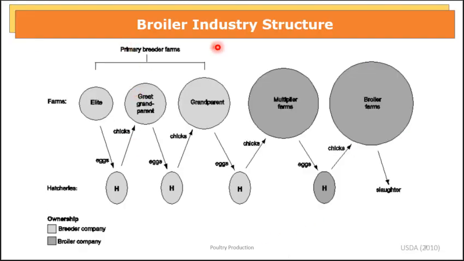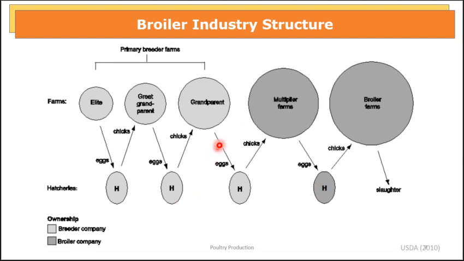And then we also have here the broiler industry structure. This diagram is much the same as the layer industry structure. The only difference is that broiler for slaughter ang napoproduce dito. While in the case of the layer industry, pullets and eggs yung napoproduce. Diba? So, same lang din dito.